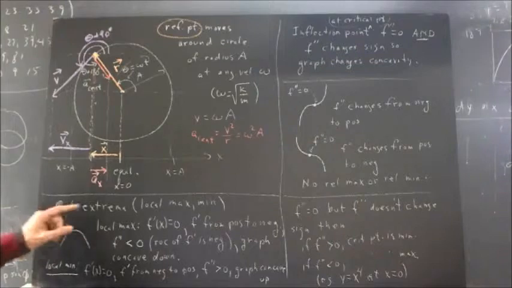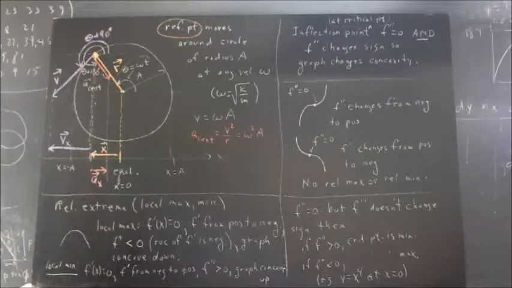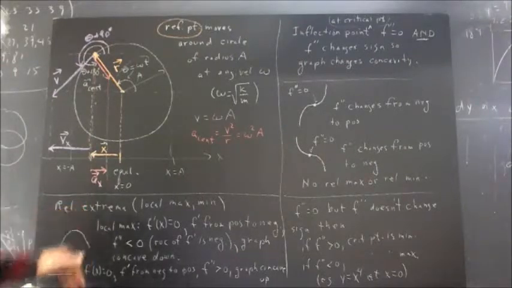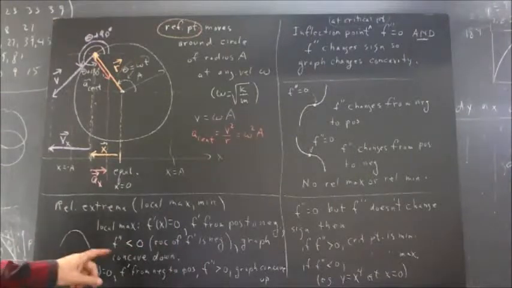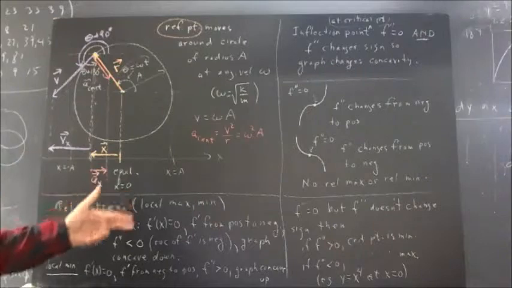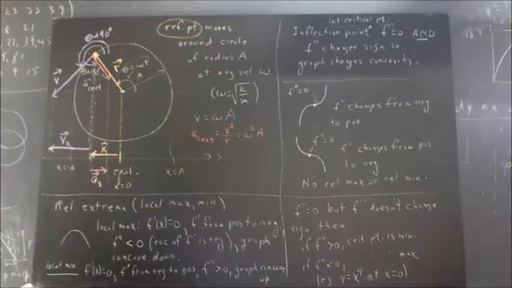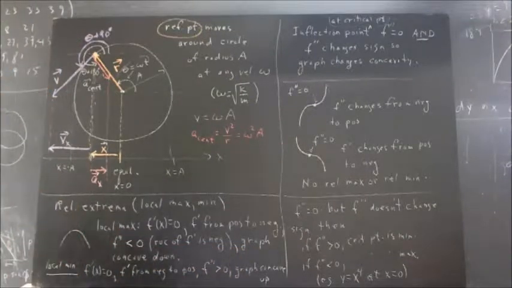Okay, again, local max levels off, f prime is 0. F prime is going from positive to negative, slope goes from positive to negative at a maximum point. And if f double prime is less than 0, that assures that your critical point, your point where f prime of x equals 0, is a relative maximum. Also assures that the graph is concave down in the vicinity of that point.